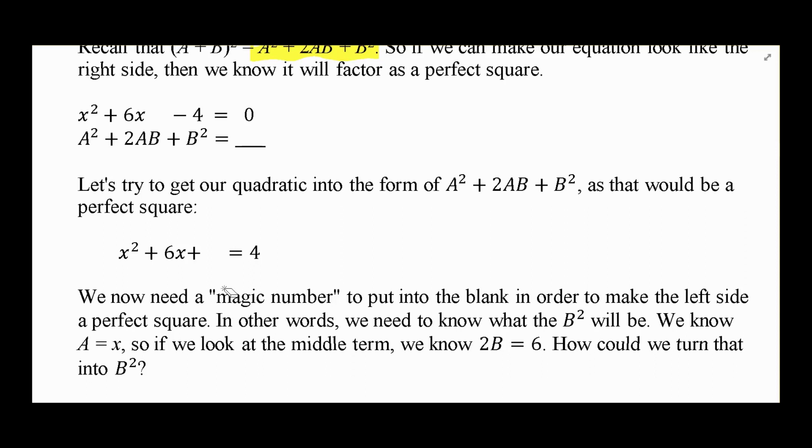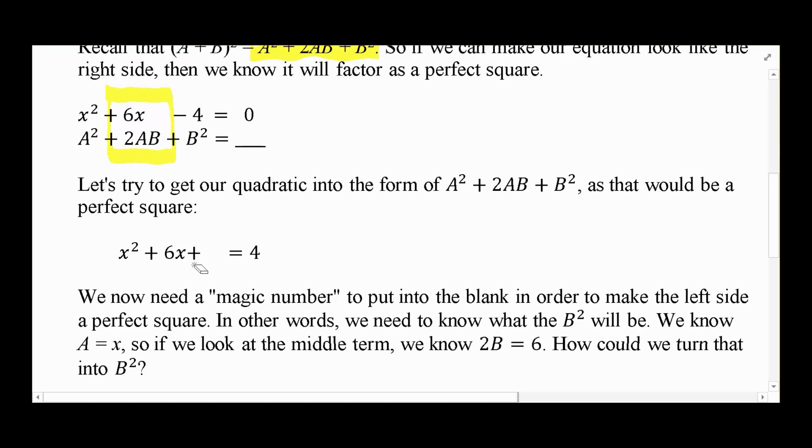So what I want to look at to help us determine that is my middle term here. I want to compare the middles. I currently have 6x there, and I want it to look like 2ab. Now, the blank that I'm trying to fill in is supposed to be b squared. So if I can figure out what b squared is, that's what goes in the blank.